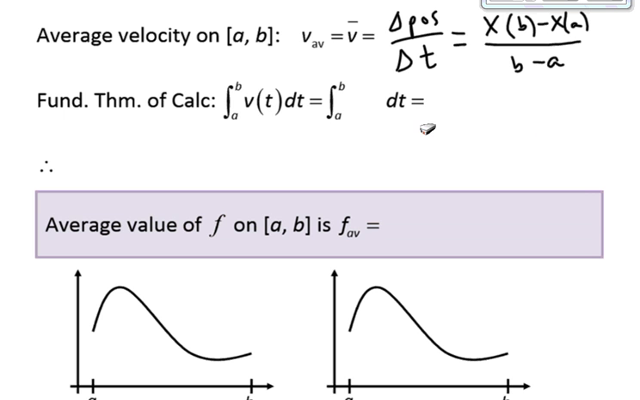Now, what the fundamental theorem of calculus states is that if I take the integral from a to b of velocity, if I could rewrite velocity as the derivative of the position function, x prime of t, then the integral of x prime is x, and then using our definite integral definition, that's going to be x of b minus x of a.